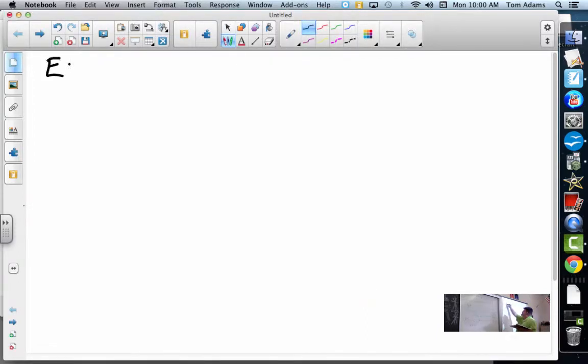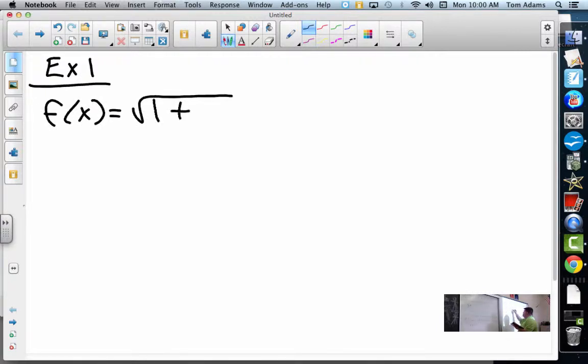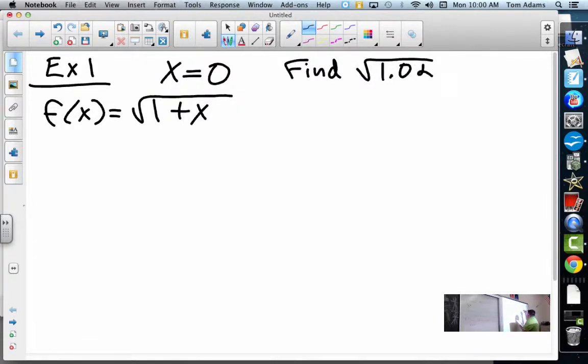So for example number 1 from 4.5, they give us an equation, f of x is equal to the square root of 1 plus x. And they give us some information, x equals 1, and then they want us to find the square root of 1.02. This is the important part of it.